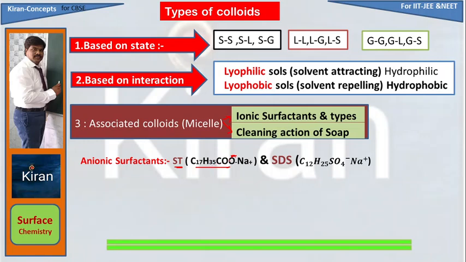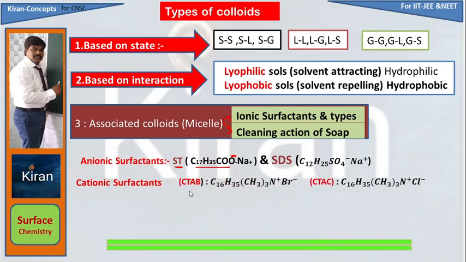This is sodium dodecyl sulfate, C12H25SO4 minus Na plus. This is also an anionic surfactant. If the colloidal particle has a positive charge, it is called a cationic surfactant, such as CTAB, cetyl trimethylammonium bromide, and cetyl trimethylammonium chloride. These two are examples of cationic, positive colloids.